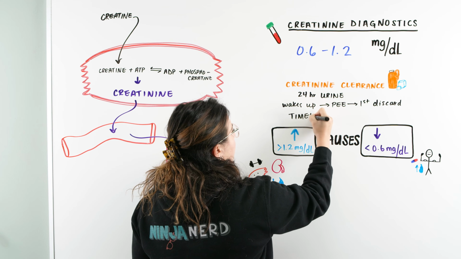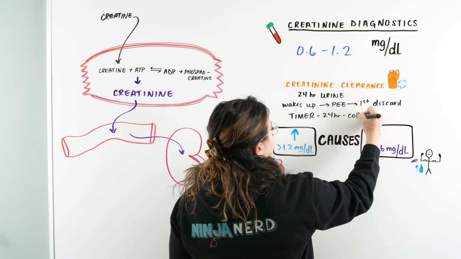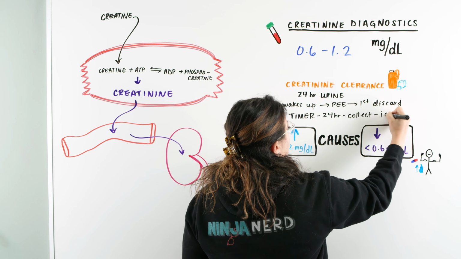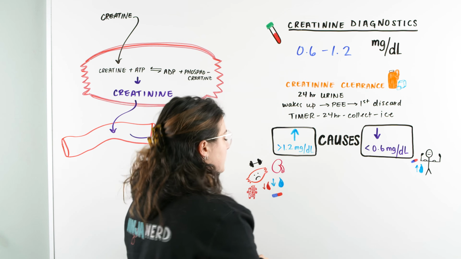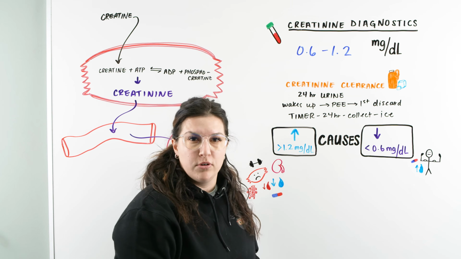So now for 24 hours, we are going to collect all the urine and put it on ice. And that's going to allow us to test how much creatinine is going into the urine throughout a 24-hour period.